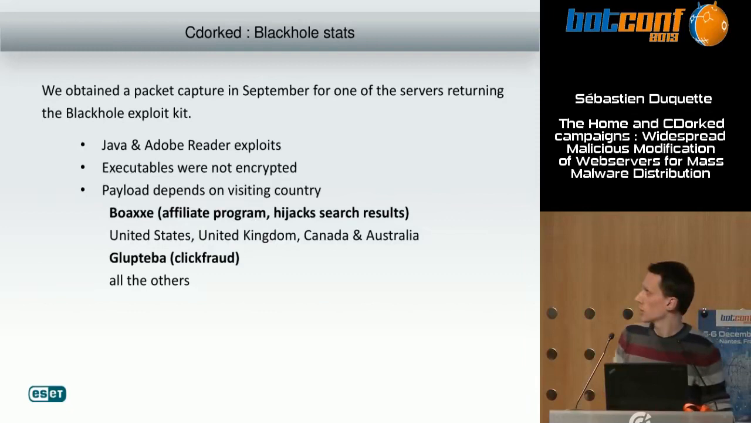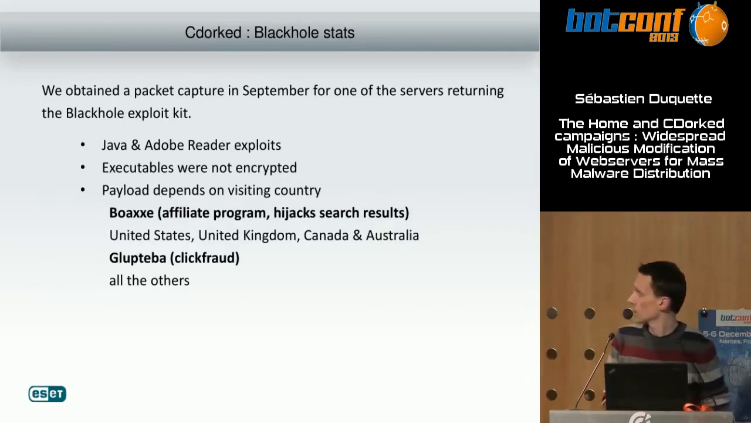And concerning what they would install on the computers, again, it was third-party malware affiliate programs. So for English-speaking countries, it was BOX. So for the United States, United Kingdom, and Canada. And for all the others, they installed Glupteba, which is a click fraud malware that would generate clicks on ads.